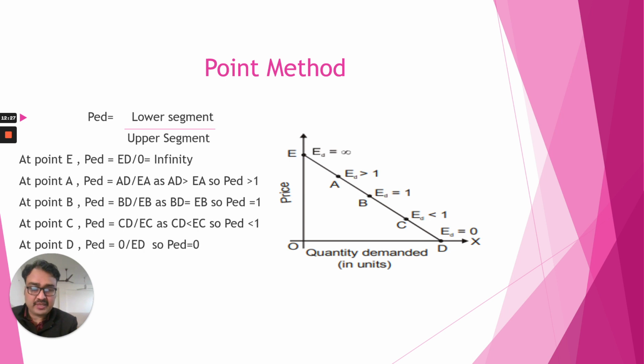And at point D, the lower segment of the curve is 0, upper segment is ED. The 0 divided by ED will be equal to 0. So with the help of point method, we can estimate the price elasticity of demand at the different points on the demand curve by applying the formula, that is price elasticity is equal to lower segment of the curve divided by upper segment.